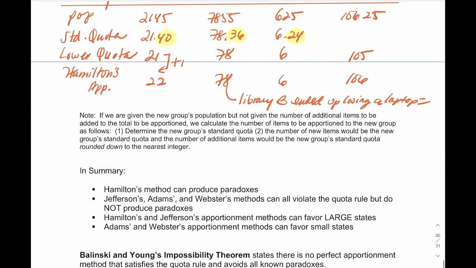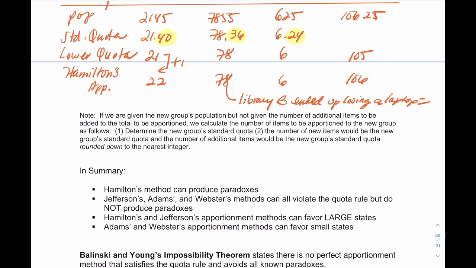So that leads us to some summary points. Hamilton's method, as we can see, produces paradoxes. Now, that doesn't mean Jefferson's, Adams's, and Webster's methods don't violate anything. They can all violate the quota rule, but they don't produce paradoxes. So only Hamilton's method can produce paradoxes. Hamilton's method does not violate the quota rule, but those three do, and that's important.